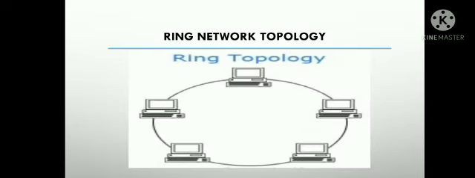Next point is ring network topology. A ring network is a network topology in which each node connects to exactly two other nodes, forming a single continuous pathway for signals through each node. Working: data travels from node to node, with each node along the way handling every packet.